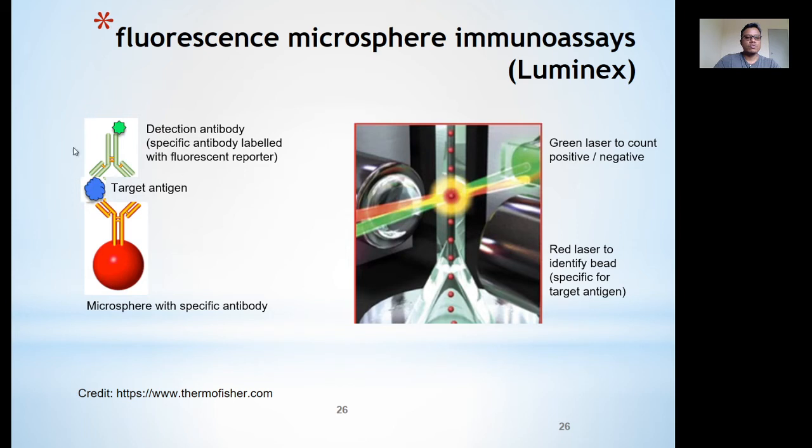If there is no target antigen in the sample, the bead will still go through the analyzer, but there will be no signal coming from the fluorescent reporter, so the test will be negative. So this way we can count the amount of target antigen available. So do check out the principle of the Luminex analyzer.